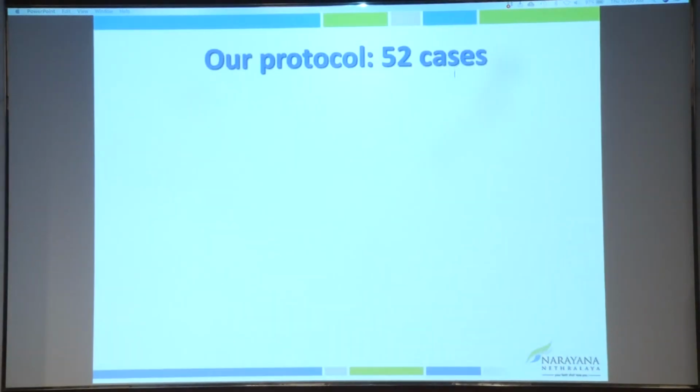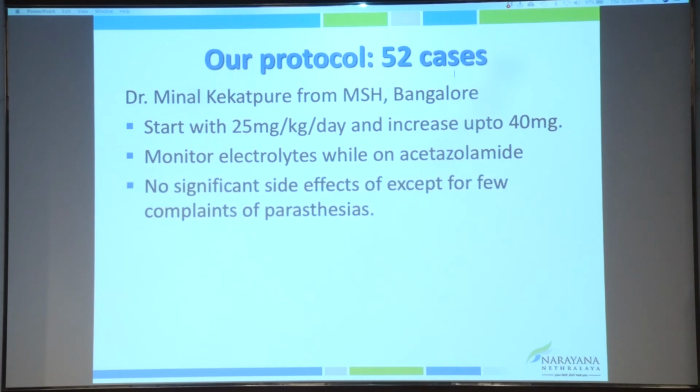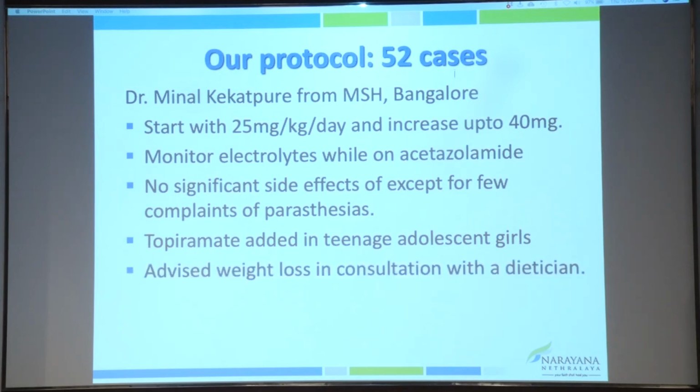So we basically have about 52 cases that we have done with my pediatric neurologist from MSH Bangalore in Narayana Health City. We start with 25 milligram per kg per day, increase up to 40 milligram, monitor electrolytes, and usually have got no side effect except for paresthesias. Topiramate to be added in teenage adolescent girls. Advise weight loss, very important, and that is more common in those who are in puberty or closer to that, and they need a consultation with a dietitian.